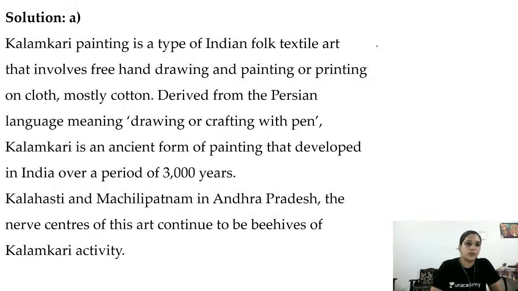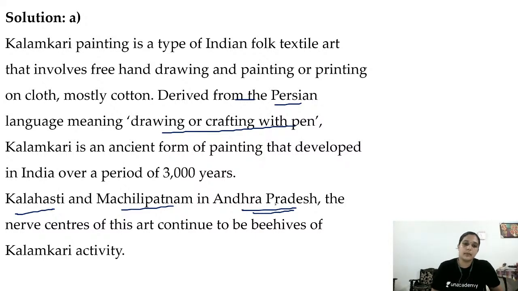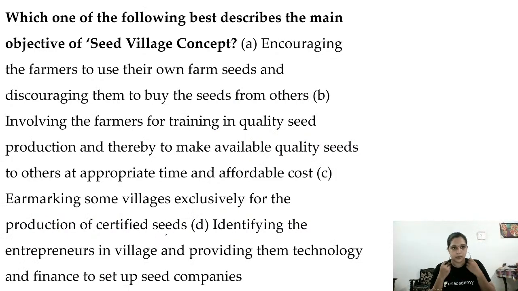Okay. So Kalamkari is a type of Indian folk textile art. It is derived from the Persian language, meaning drawing or crafting with pen. So it is an ancient form of painting found in Kalahasti and Machilipatnam in Andhra Pradesh. The nerve centers of this art continue to be the beehives of Kalamkari activity. So it's again a GI tag based question.